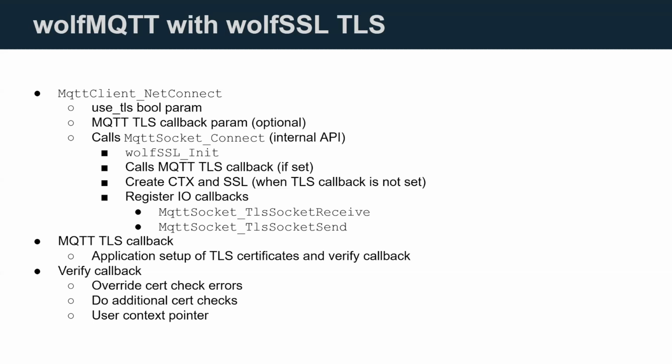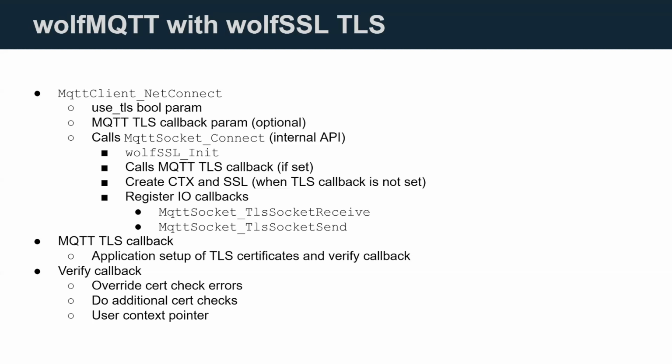A bit more about the MQTT TLS callback. It's used to set up application-specific certificates or settings for the TLS connection. Here you can set up things like OCSP, mutual authentication. You can specify cryptographic algorithms and ciphers, or any of the fine-tuning enabled with wolfSSL.